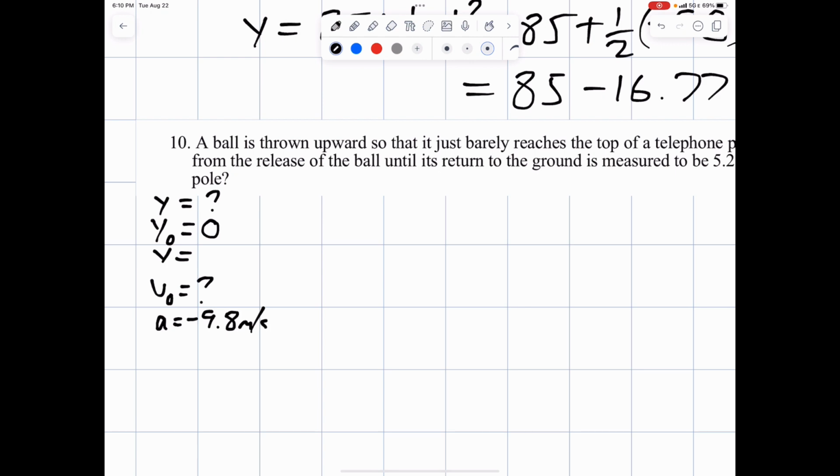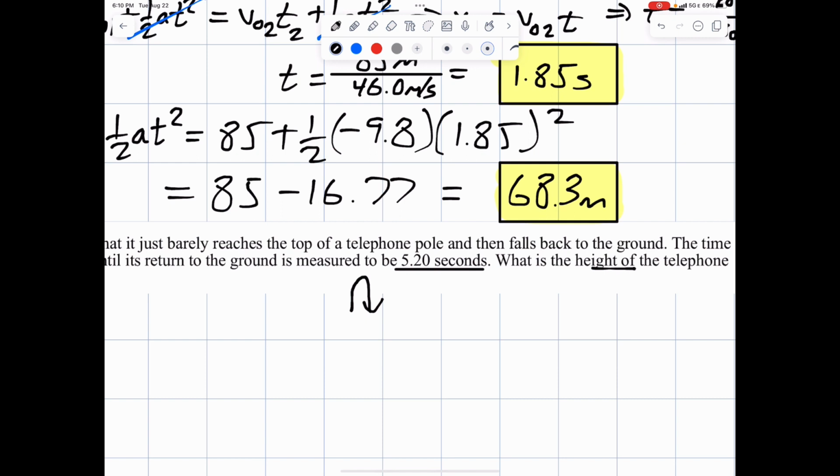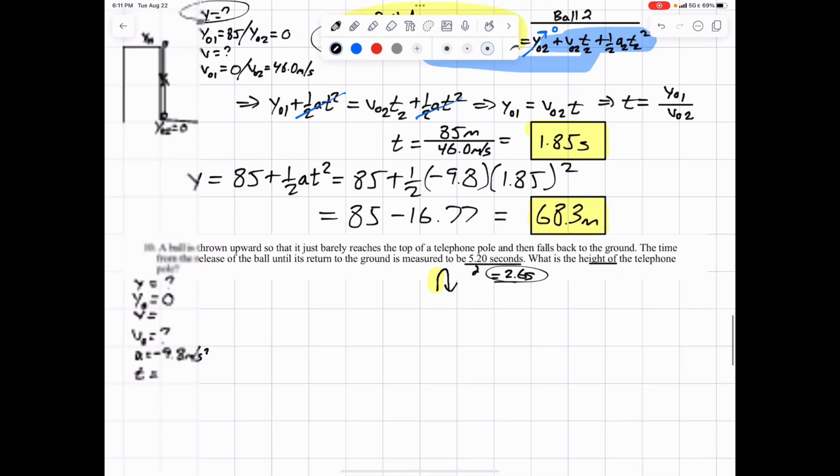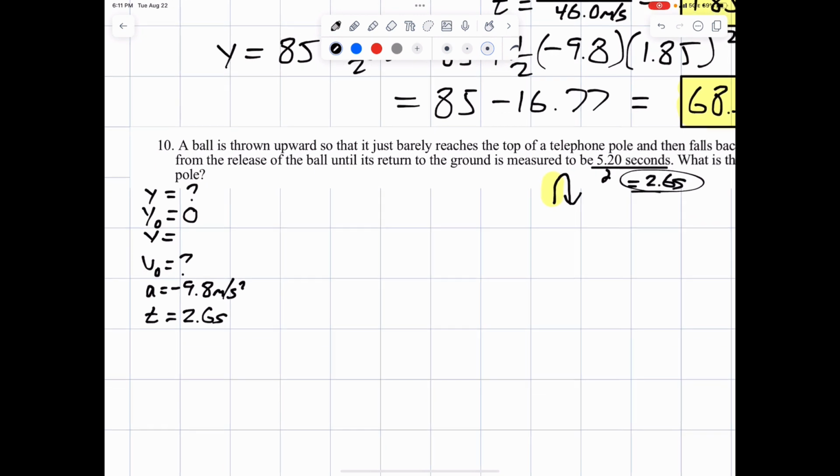It's the acceleration due to gravity. And time, now here's the thing. If it takes 5.2 seconds to go up and down again, and you're concerned with the height of the telephone pole, then all you really care about is the time to get up, which would be half of that time, or 2.6 seconds is what we're going to want. So time in this problem is going to be 2.6 seconds, not 5.2. So all I care about is what's going on the way up.